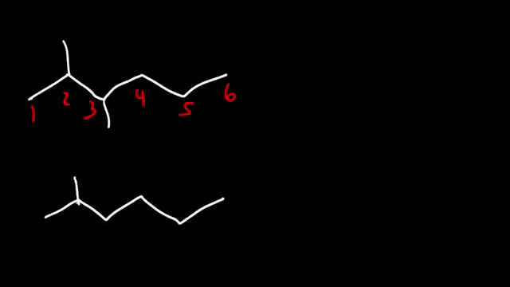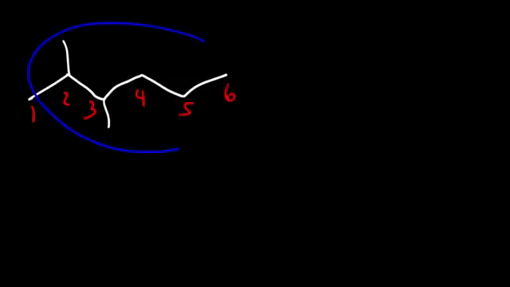Now what about this example? So clearly we need to number it from left to right rather than right to left, because we want the substituents to be 2, 3 instead of 4 and 5 if we counted it in this direction. So 2 and 3 are lower than 4 and 5, so we're going to use this example.